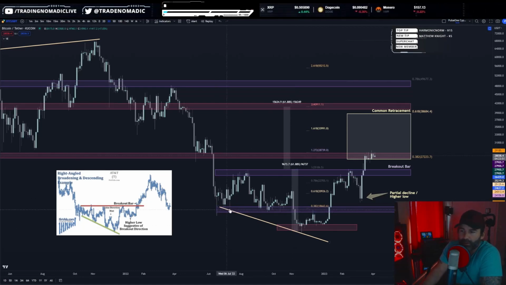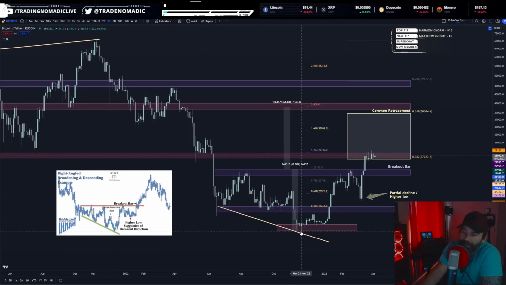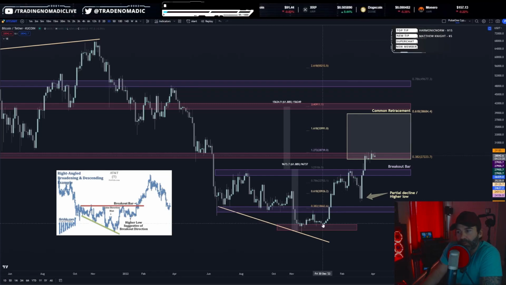Anyone who would have taken longs or had stops set up below these lows over here would have been taken out. This is usually accompanied by a news event. In this case, it was FTX, where we take out the lows, the bearish breakdown gets rejected, and then you spring back up, retest, and move back up into the range.